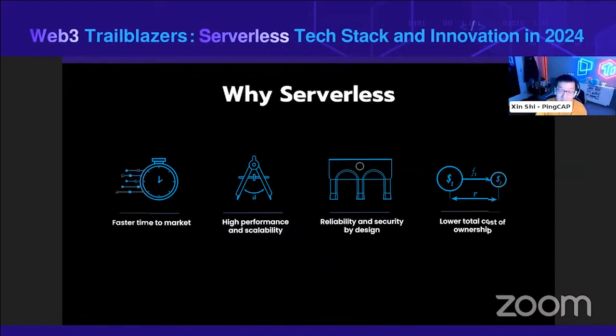So that inspired our company to think about what we can provide and empower in the Web3 industry. Today people care about building a product and delivering it to their customers as quickly as possible, and they want high performance and scalability. Security, privacy, and reliability definitely should be provided by design. With all these requirements, we need to think hard about helping customers achieve a lower total cost of ownership.